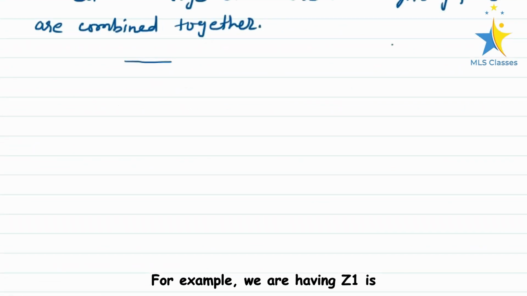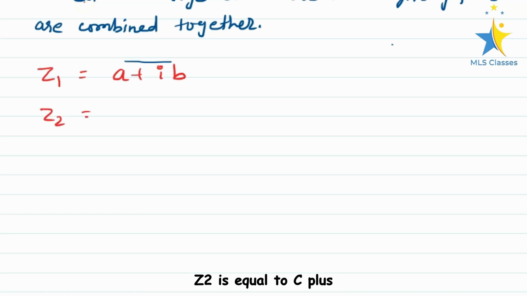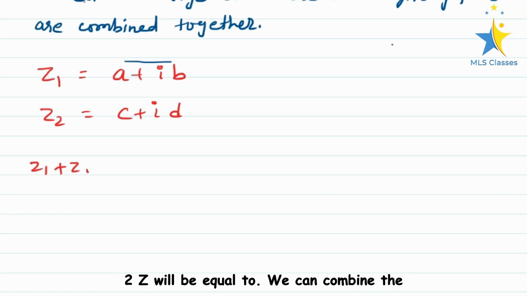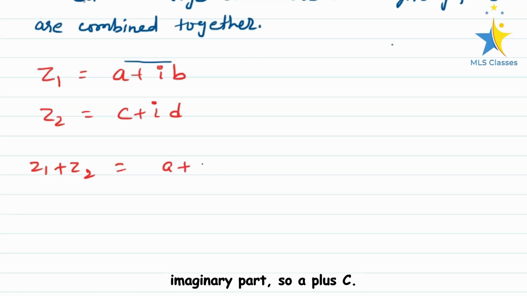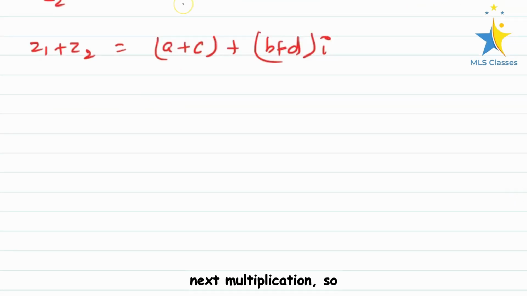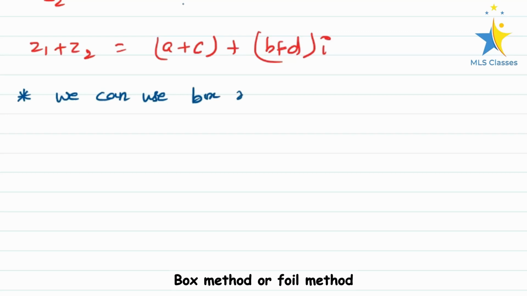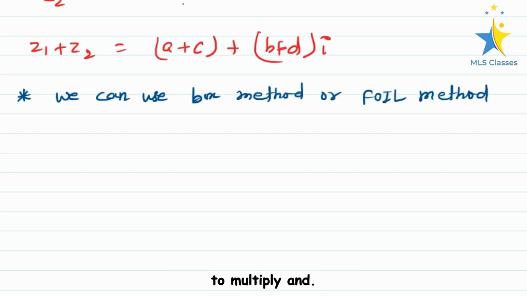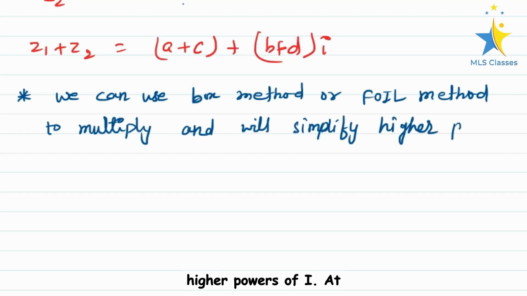For example, we have z1 equal to a plus ib, and z2 equal to c plus id. Then z1 plus z2 will be equal to a plus c plus b plus d times i, where we combine the imaginary parts. We can do the same with subtraction. Next, multiplication. We can use the box method or FOIL method to multiply, and we will simplify higher powers of i at last.